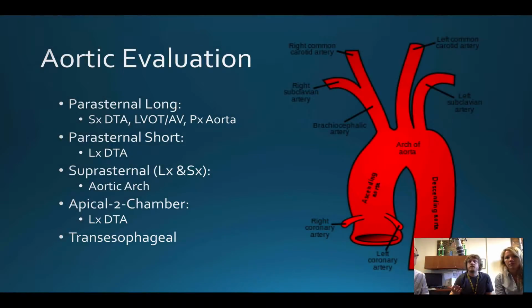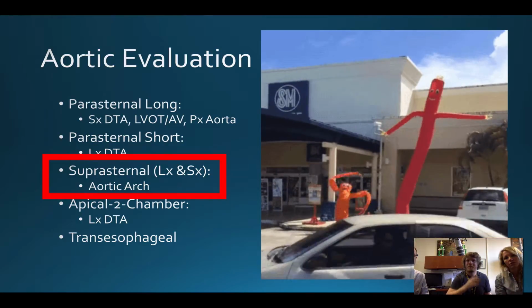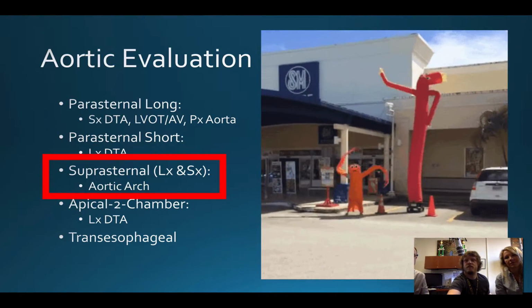There's a bunch of different ways that you can use echo to evaluate the ascending arch and descending aorta. We're really just going to focus on suprasternal, but you can do echo for parasternal long, short, apical two-chamber, you can see it. And again, transesophageal echo is really good. That's your aorta right there.